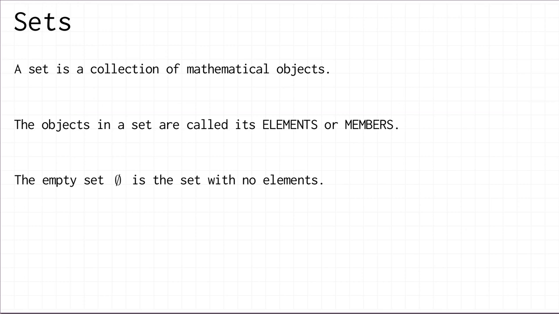Now, the informal definition of a set is that it is simply a collection of mathematical objects, and the way we write those collections is usually we write the objects in the collection between curly brackets. So the set containing 1 and 2 and 3 would be written like this.